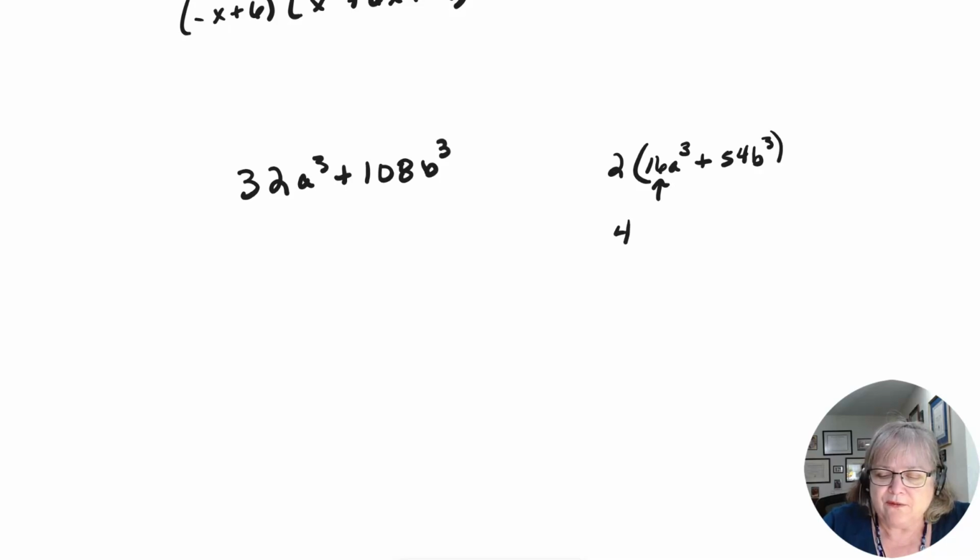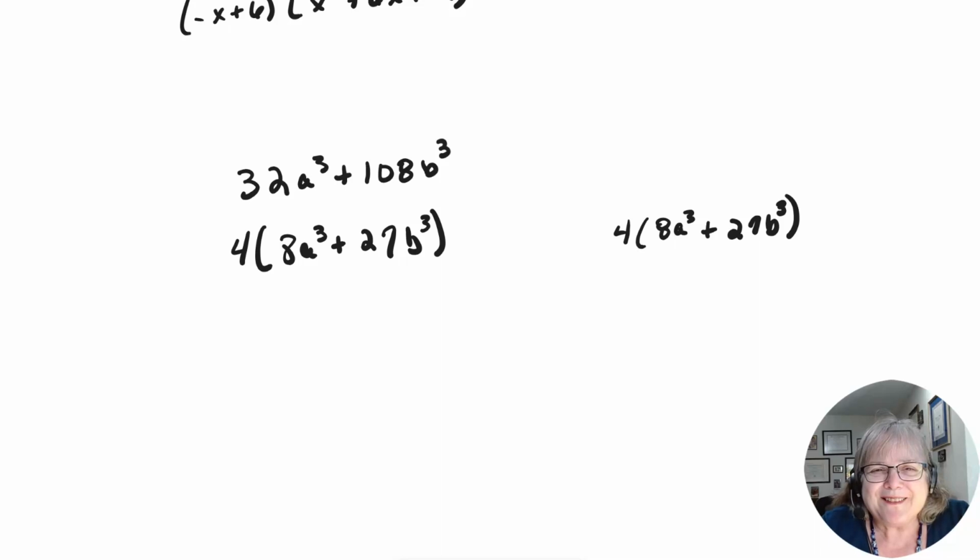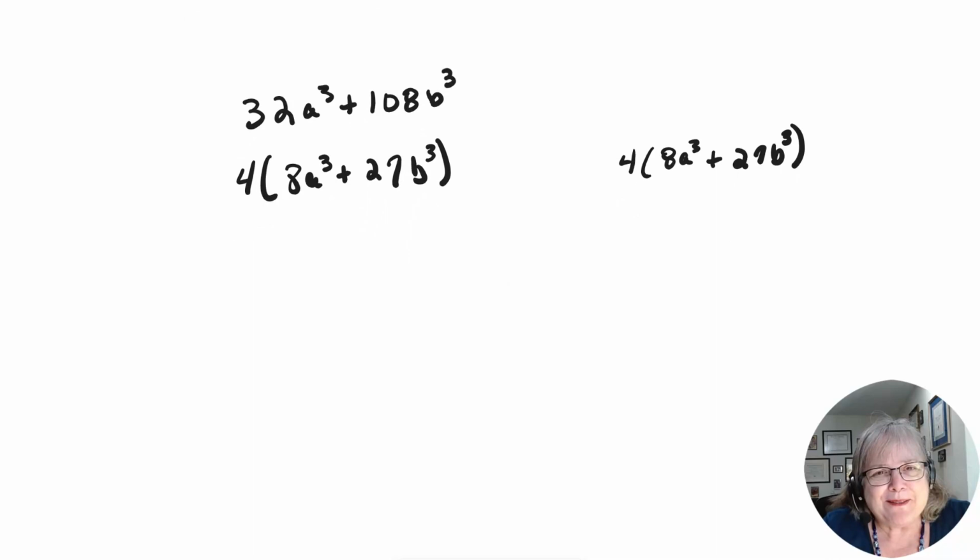Okay, so if I did 4, 32 divided by 4 is 8. It looks like an a. 8a cubed. 4 goes into 108, let's see, it goes in there twice into 10, and then 27. Okay, that's a cube. All right, so this is actually 4 times 8a cubed plus 27b cubed. So sometimes you have to hunt around a little bit. That's okay. It's good for you. It grows all those brain connections I talk about all the time. All right, got to find something to smile about.